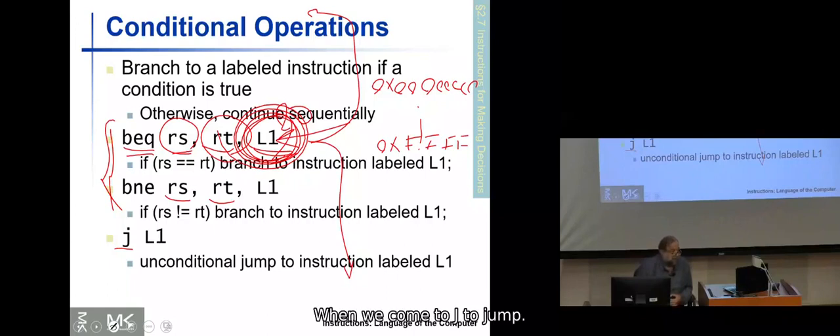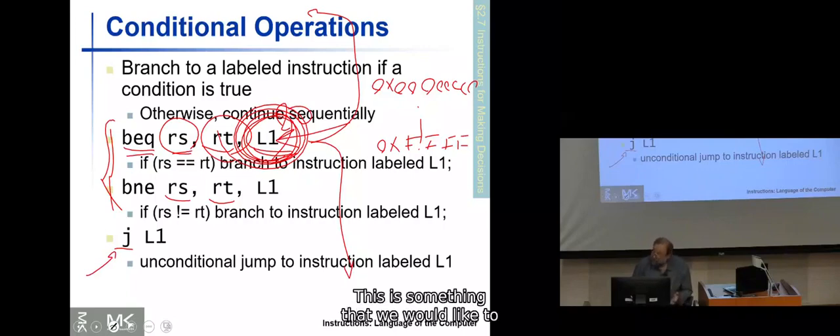The next thing, when we come to J, to jump, this is not a branch. This is something where we would like to go wherever we want. This is not a branch.